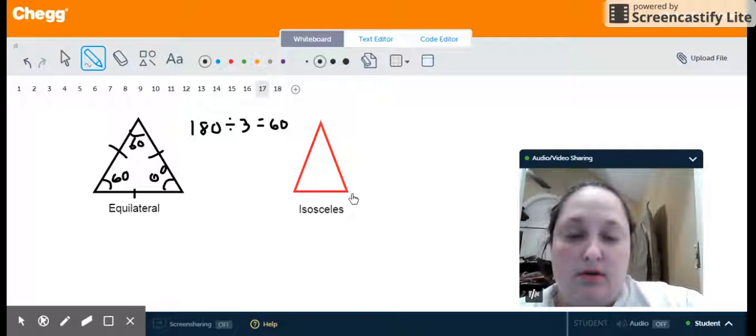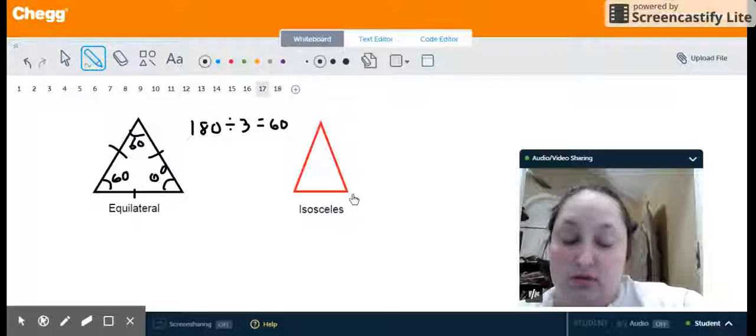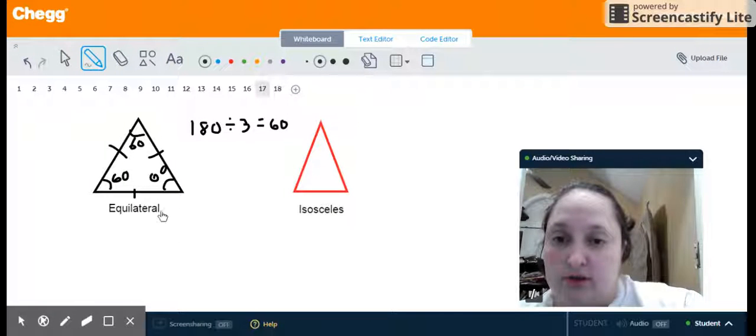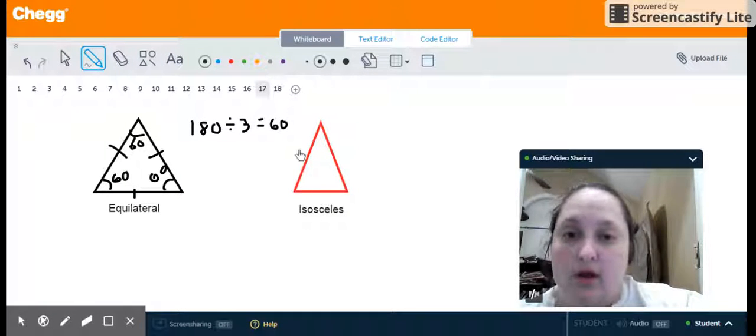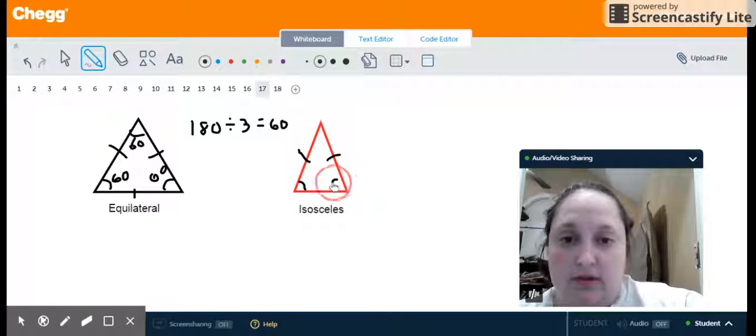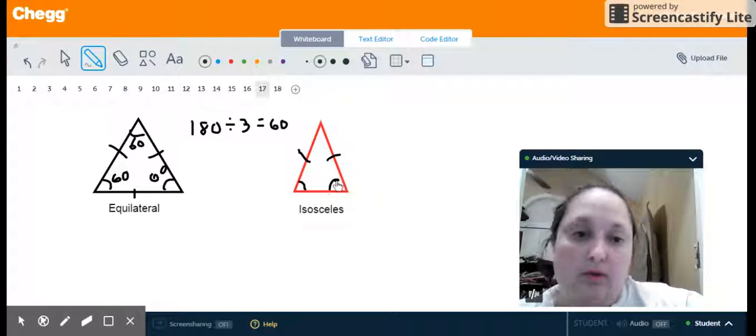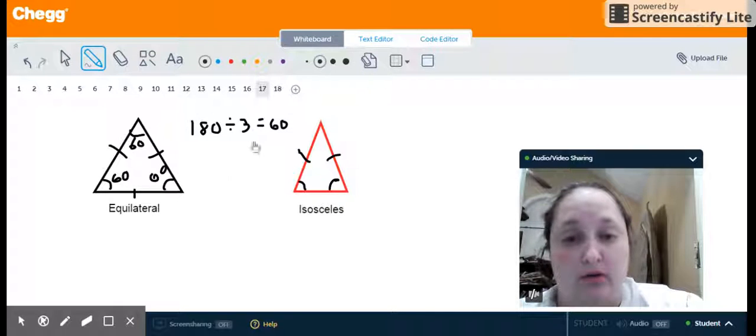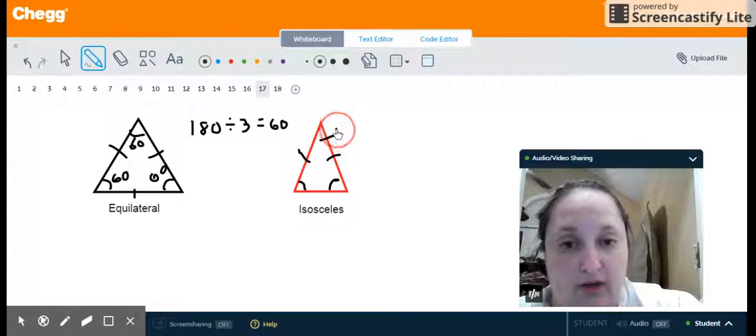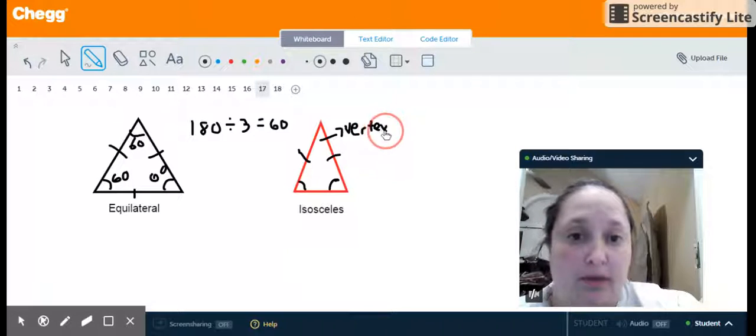An isosceles triangle has at least 2 congruent sides. So if it has at least 2 congruent sides, that means an equilateral triangle is also an isosceles triangle. The angles opposite the congruent sides are also congruent. These are called the base angles. Now, they're not always the same like on an equilateral triangle. They are dependent on this vertex angle. So this angle is called the vertex angle, and the other 2 are called base angles.